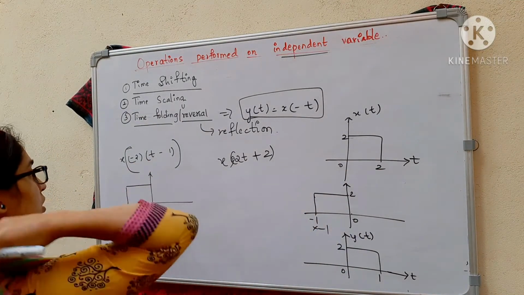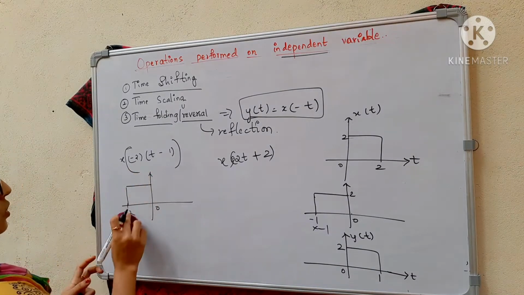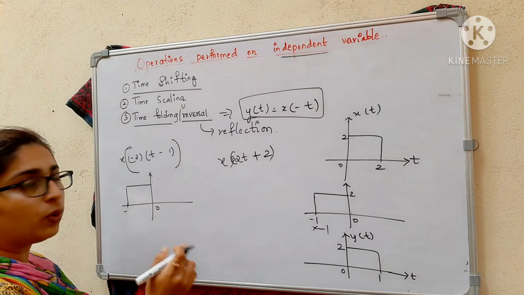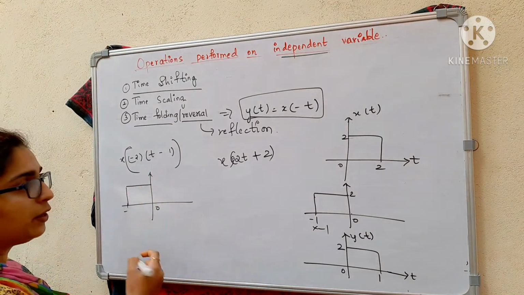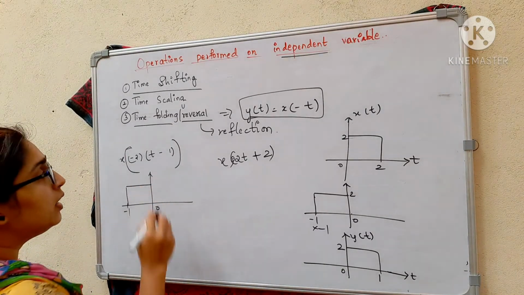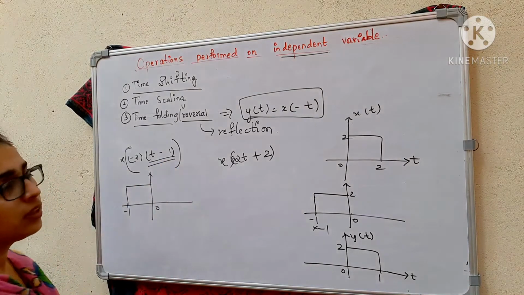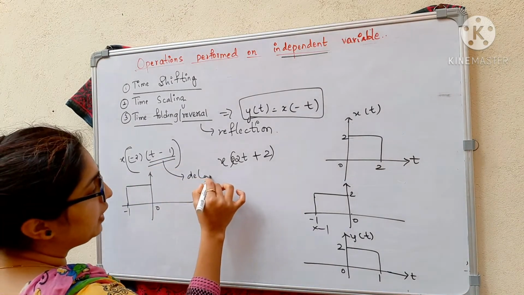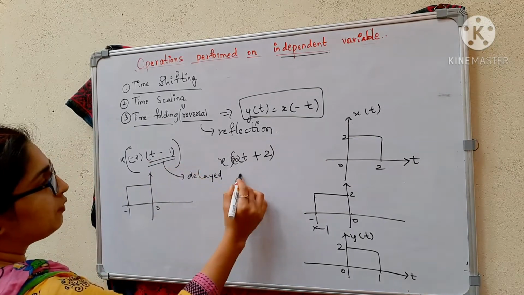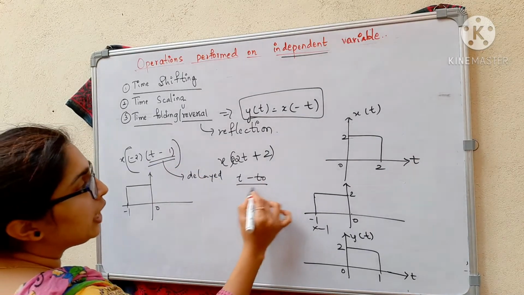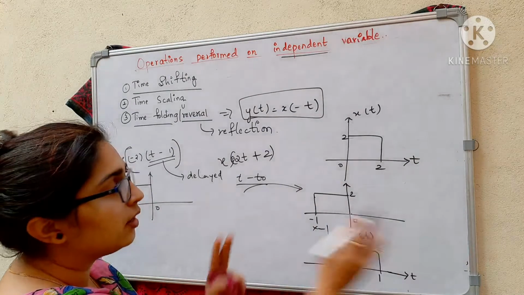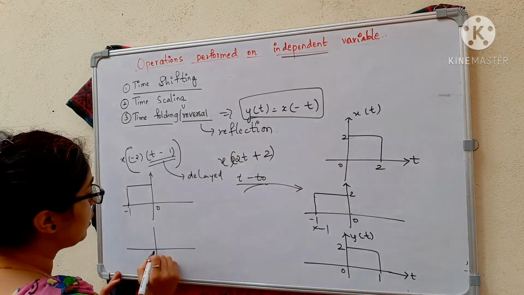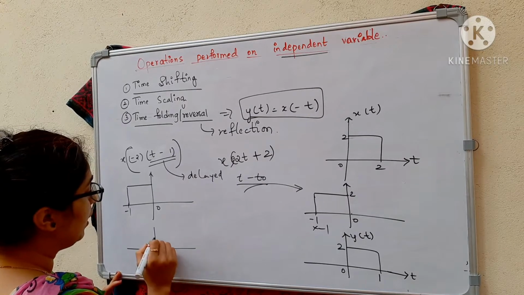Next is scaling. Scaling means now it is greater than 1, so it will be divided by 2, and you will be getting minus 1. Then I will be performing the shifting operation. t minus 1 means I am getting the delayed version, and when it is t minus t naught, it will be moved towards the right by t naught units. So now I will be moving it to the right, 0 to 1.